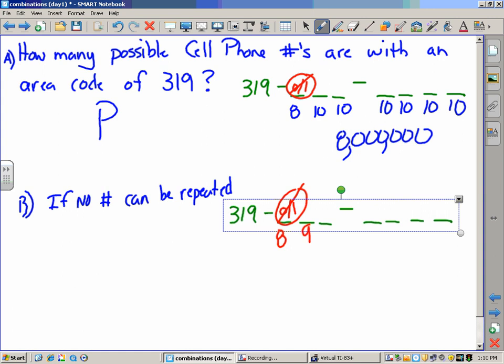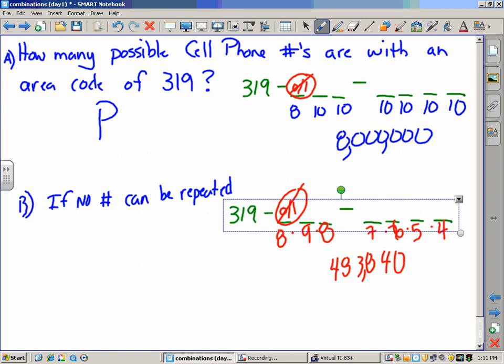Now, how many numbers have I chosen so far? I've chosen 2. So how many do I have left for this third number? 8. Then I have 7, and then 6, and then 5, and then 4. Times all of those together, what do we get? 483,840. Yep.